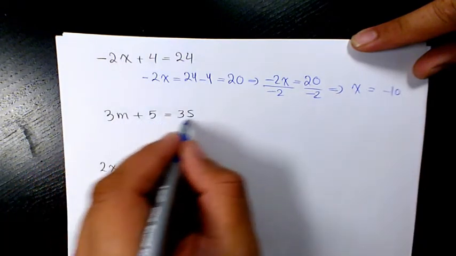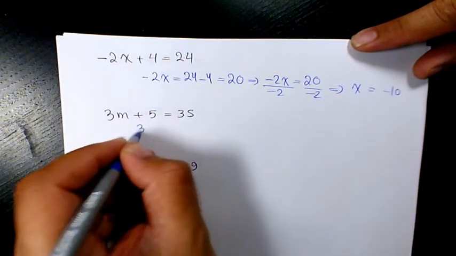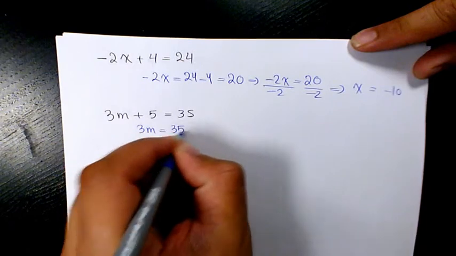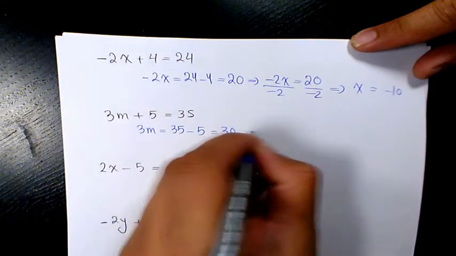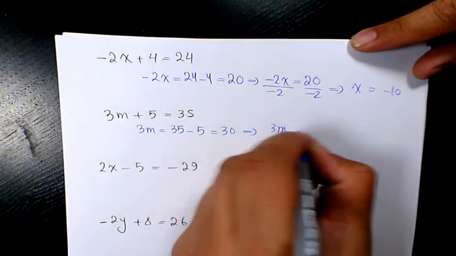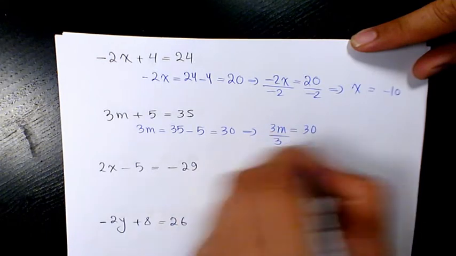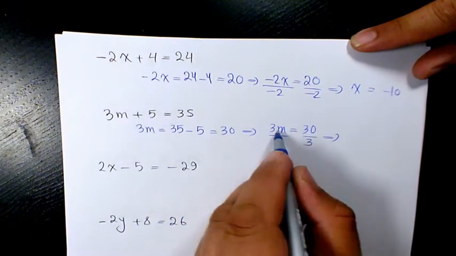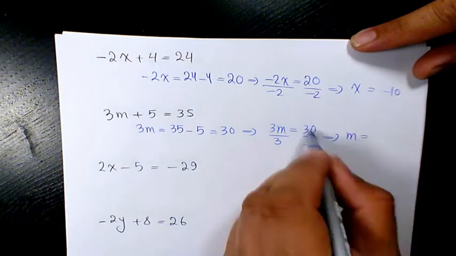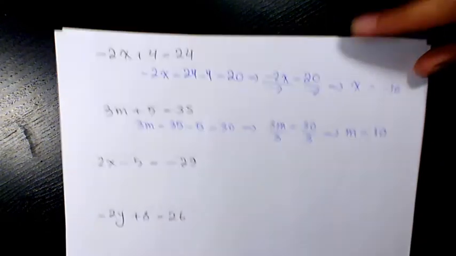3m plus 5 equals 35. So I have 3m equals 35 minus 5, which is 30. So 3m equals 30. I need to divide both sides by 3 in order to isolate m. 3m divided by 3 is going to be m. 30 divided by 3 is going to be 10. So m equals 10.